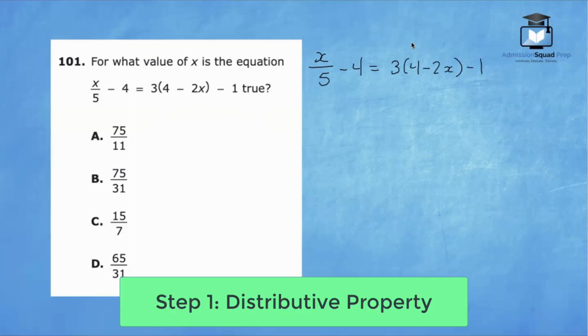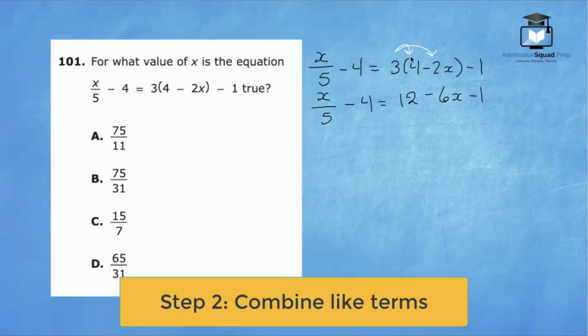We can start by performing the distributive property to get rid of the parentheses. We have 3 times 4 and 3 times negative 2x. Our new equation is x divided by 5 minus 4 equals 12 minus 6x minus 1. The next step is to combine like terms. So we're going to combine 12 and minus 1 over here. We have x divided by 5 minus 4 equals 11 minus 6x.